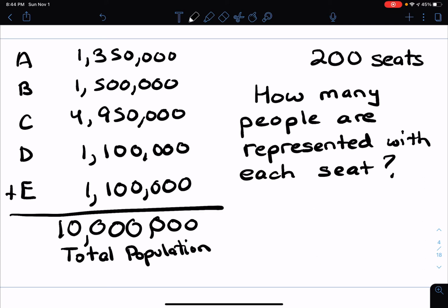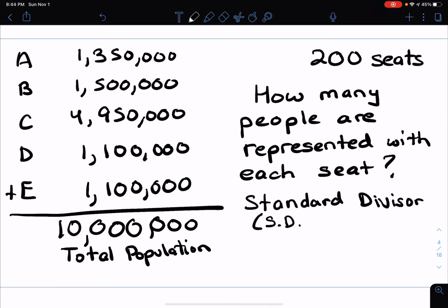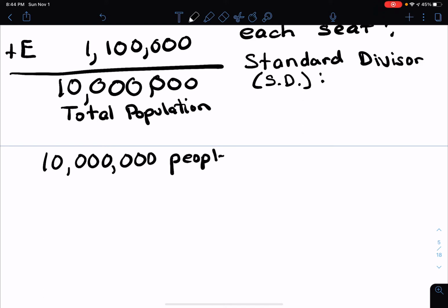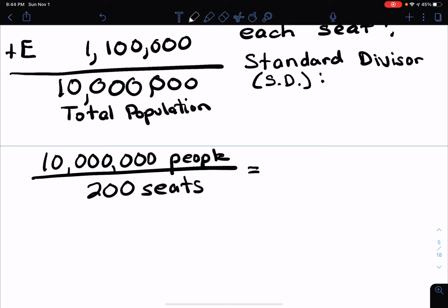So that's where we're going to find our standard divisor. You'll see that I often, when I'm doing these videos, now that we've talked about standard divisor, abbreviate it SD. I'm not talking about an SD card or anything. I'm talking about standard divisor. All right, so we have 10 million total people divided by 200 seats, and that equals 5,000 people per seat.